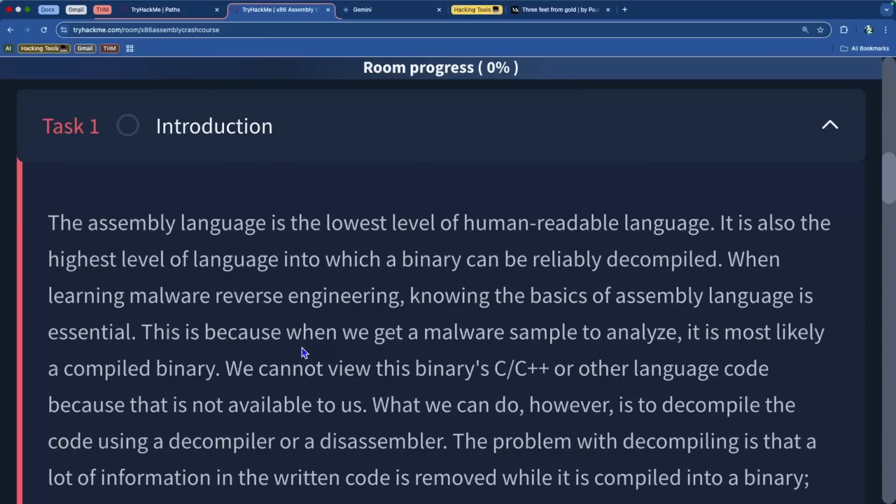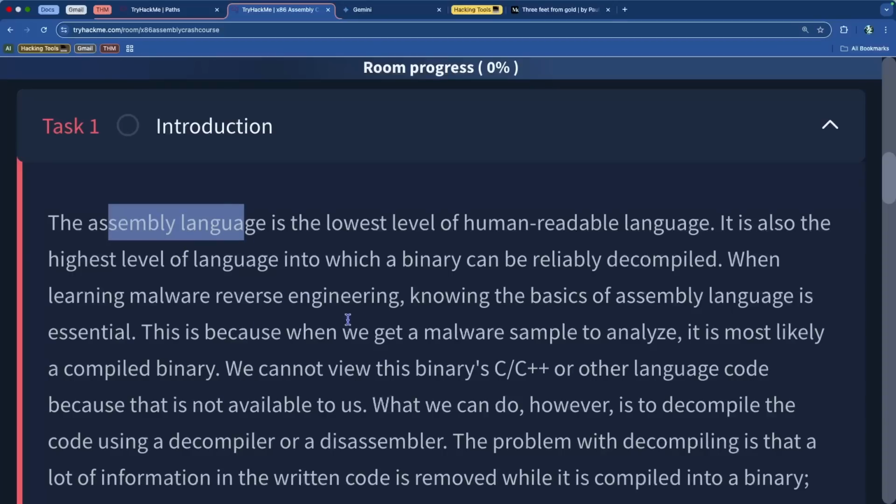But again, it's not that big of a deal if you don't understand all of the nuanced details, because the big thing is for you to understand the overall concept behind this, the principles behind assembly. And then once you understand that, you can see how it'll fit into malware analysis. So the assembly language is the lowest level of human readable language. It's also the highest level of language into which a binary can be compiled, or decompiled. So you can take binary and then decompile it into the assembly language.